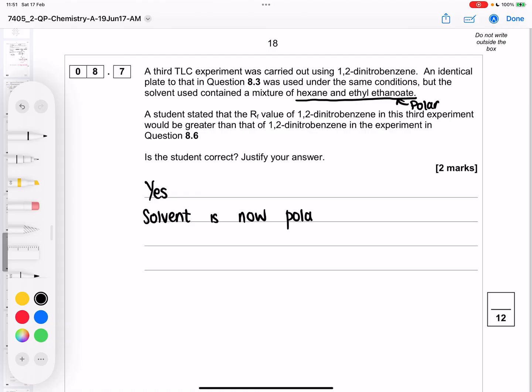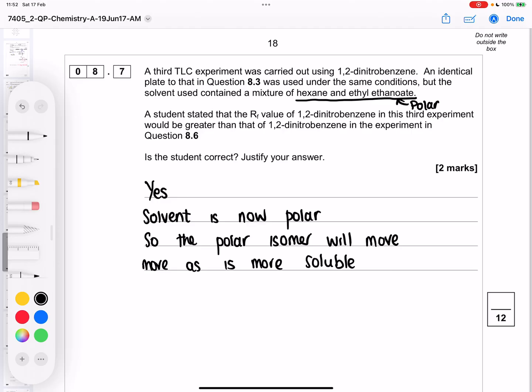Okay, the solvent is now polar, because ethyl ethanoate is polar. So the polar isomer will move more, remember it's that balance between solubility and retention, as it is more soluble in the moving phase than it was before. So it's going to move more because it's more soluble in the moving phase.